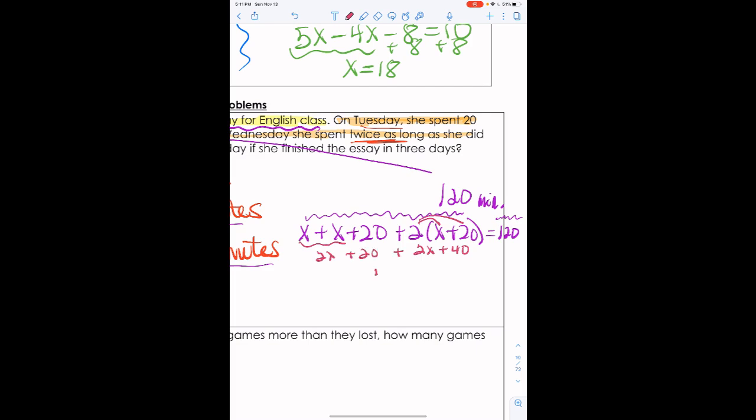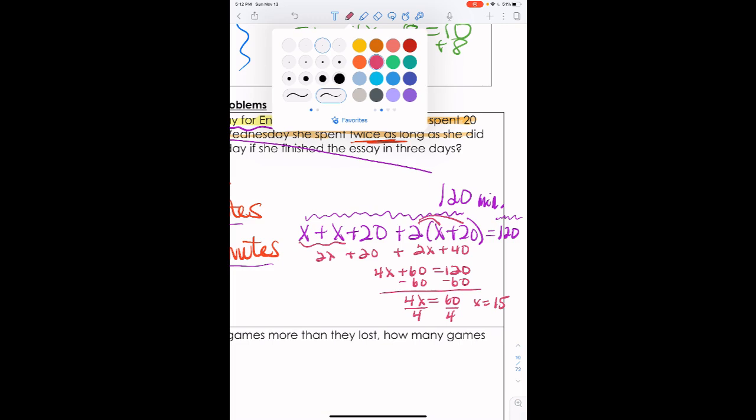And then I'm going to get a total of 4x plus 60 equals 120. Minus 60 from both sides, and then divide by 4. So it's going to give you x is equal to 15.